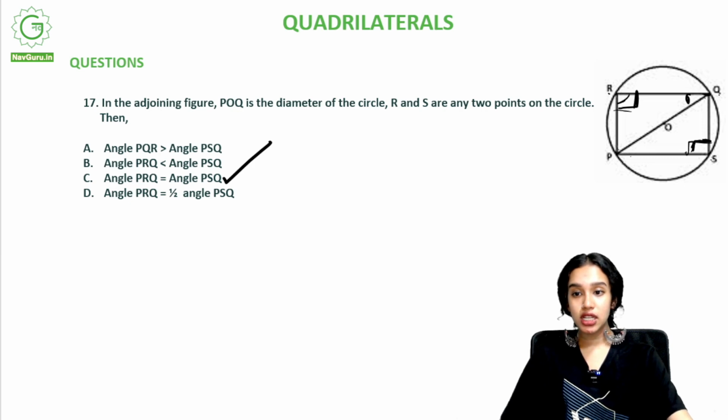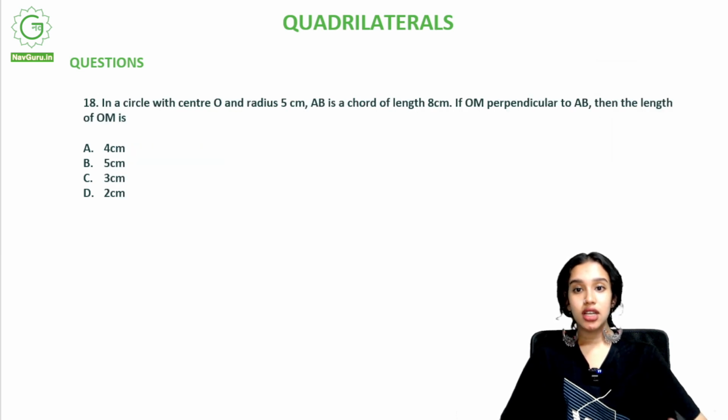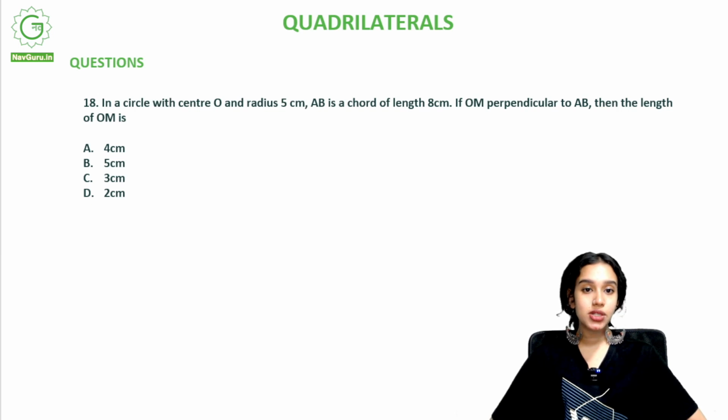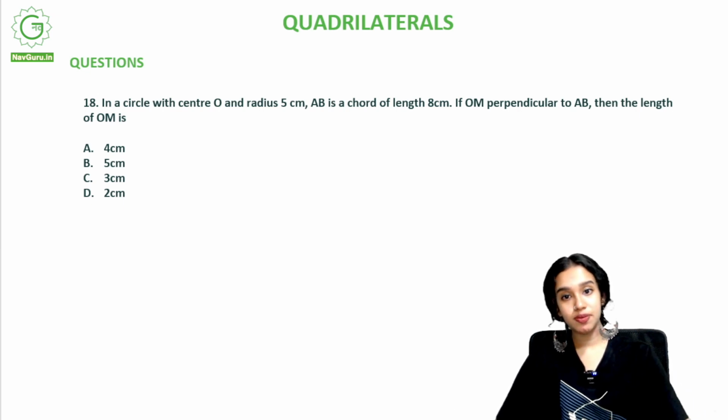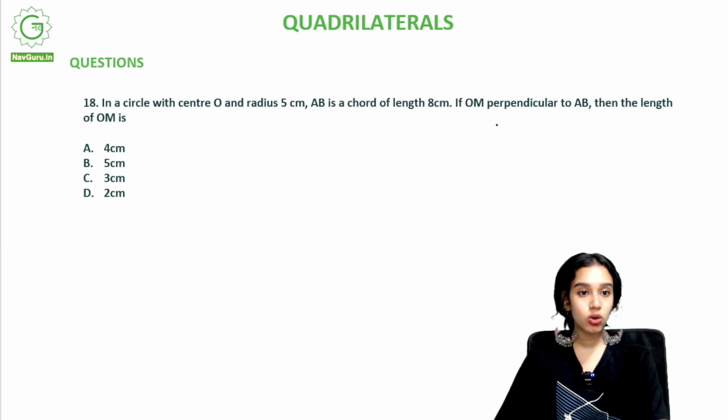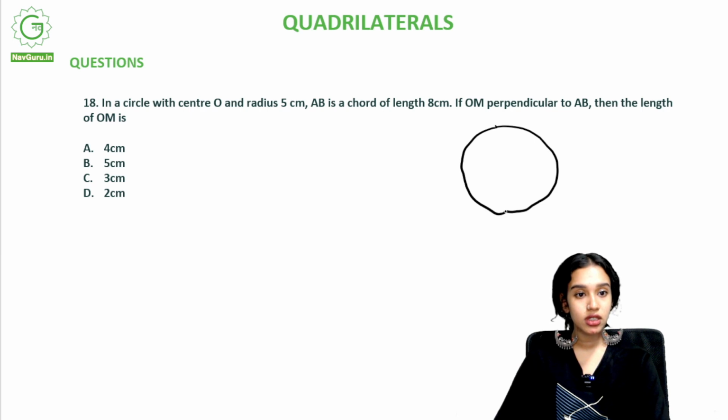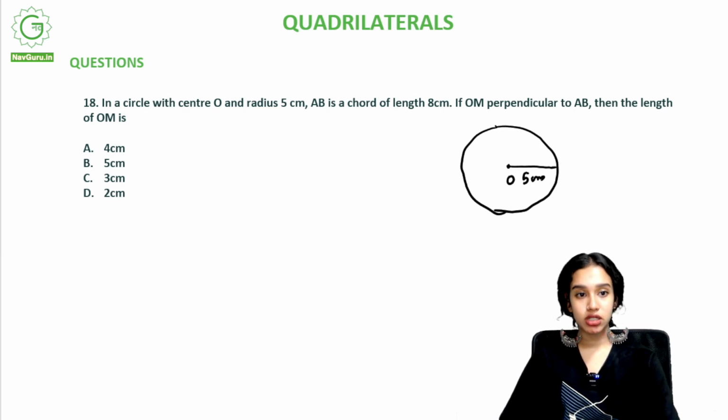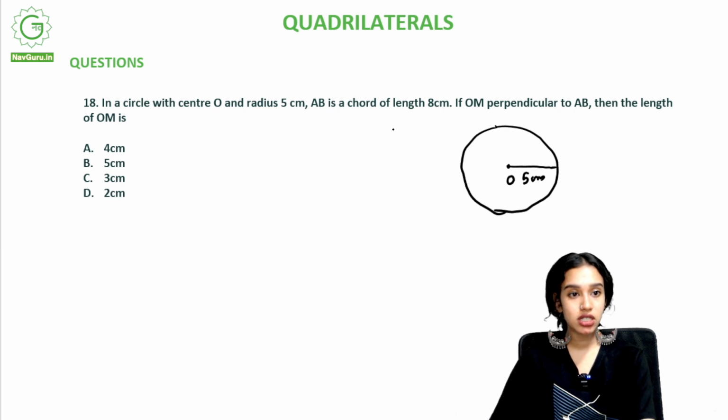Now, let's move on to the next question. In a circle with center O and radius 5 cm, AB is a chord of length 8 cm. If OM is perpendicular to AB, the length of OM is. So, we have a circle, center is O and radius is 5 cm, right? AB is a chord of length 8 cm.